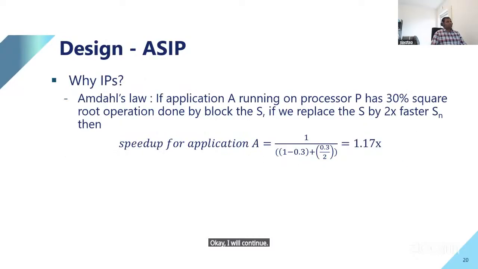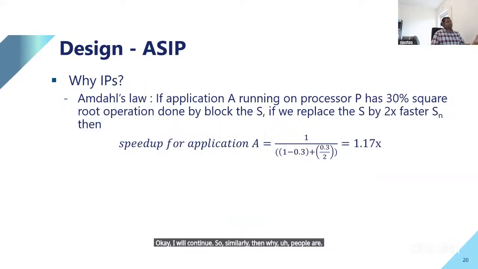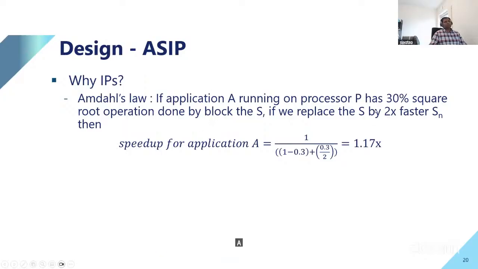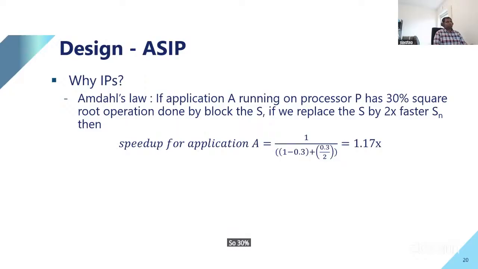So similarly, why are people investing in these special IPs? Basically, if you have any application A, which is running on processor P, and 30% of your code is a square root operation. Basically, it's machine learning code where they perform lots of square root operations. So 30% of your code is a square root operation.